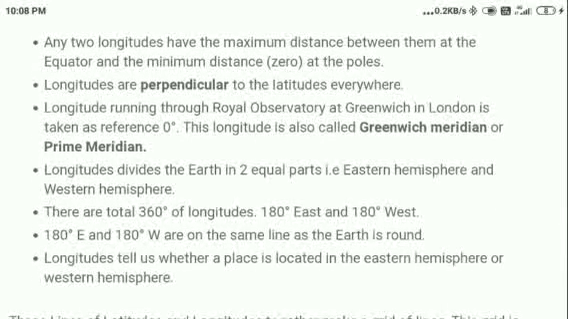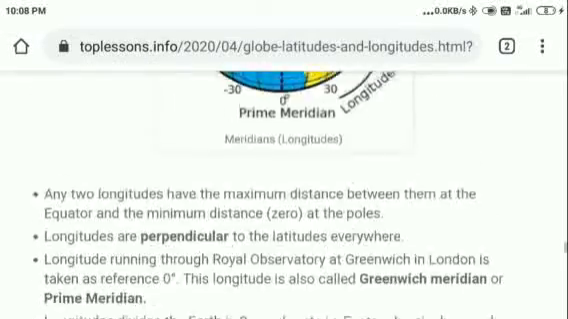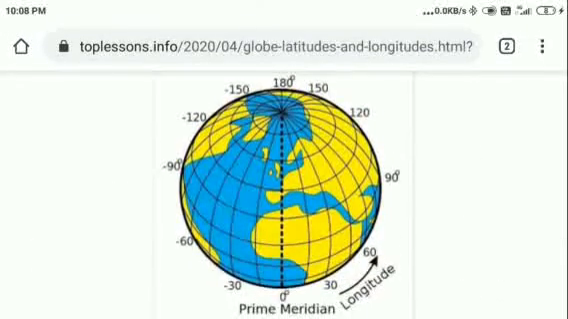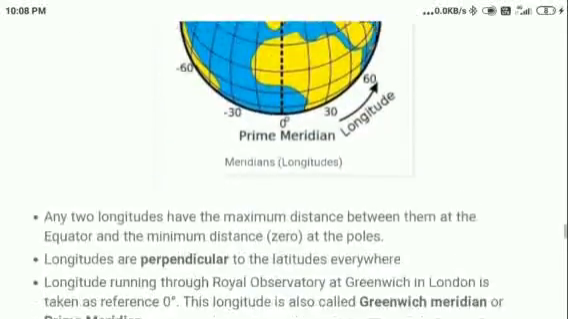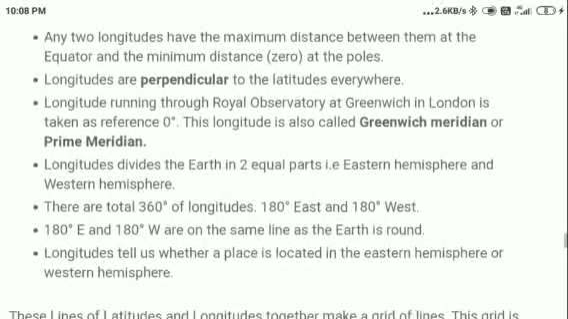Let us talk about a few important features of longitudes. Any two longitudes have maximum distance between them at the equator, and the distance between two longitudes decreases and reaches zero at the poles because they converge at the poles. As I told, in this picture you can see that near the equator, or at the center, they have the maximum distance between two longitudes or two vertical semicircles, and then it decreases and at the poles they meet. So that is how we say that they have the minimum distance at the poles.